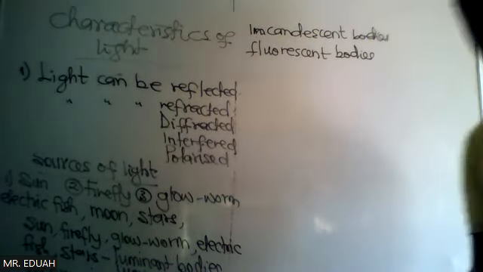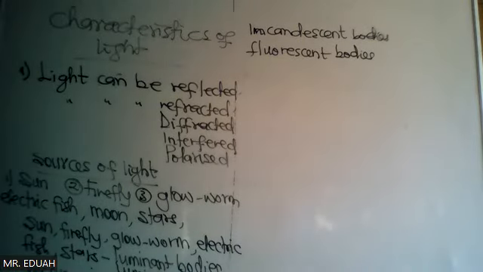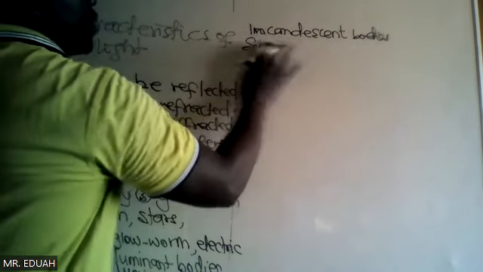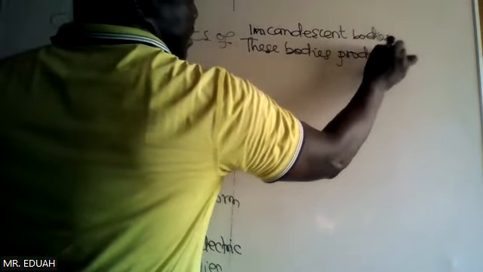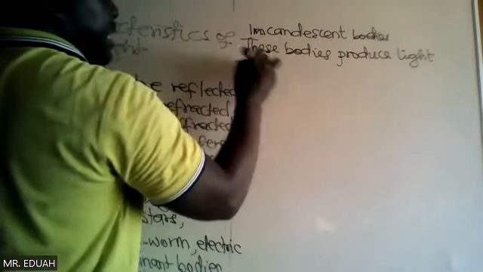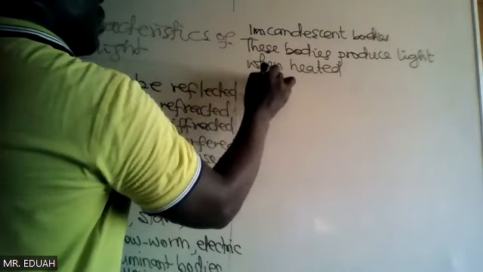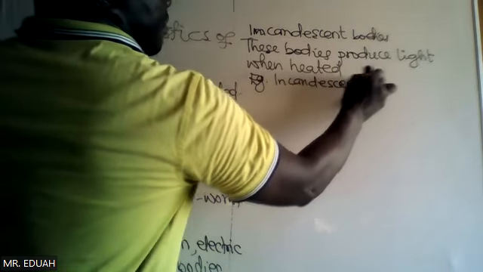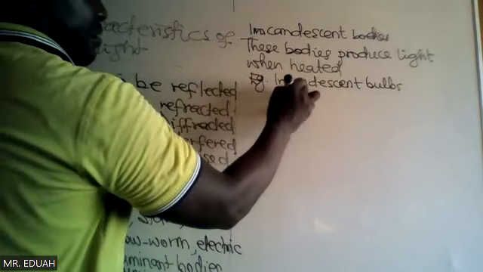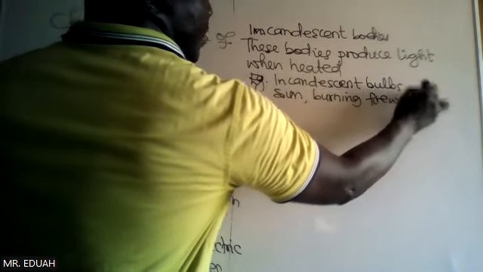An example is the burning firewood, the incandescent bulbs, the sun. So these bodies produce light when heated. Examples: we have the incandescent bulbs, the sun, burning firewood, etc.